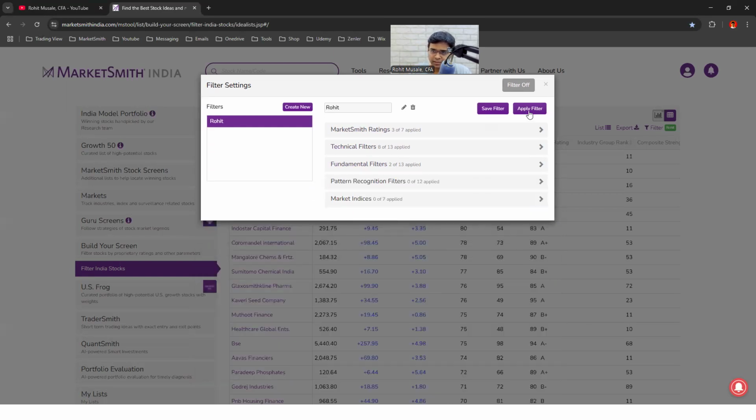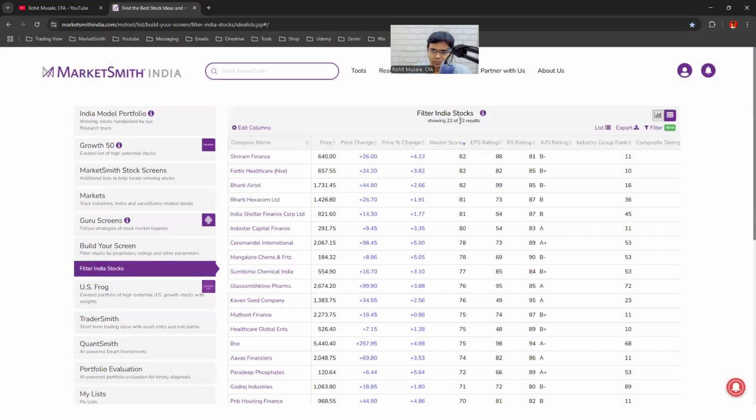Okay, so if I apply this filter, currently, if you see, there are very few stocks, less than 25. Okay, let me click here. Yeah, see, only 22 stocks. Now, as I told you earlier, just because a stock comes in this filter doesn't mean that I'm going to buy the stock. This is the starting point. And I cannot discuss individual stocks because there are regulations in India, but this is the starting point.